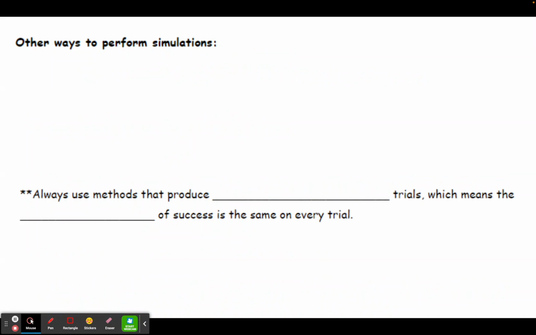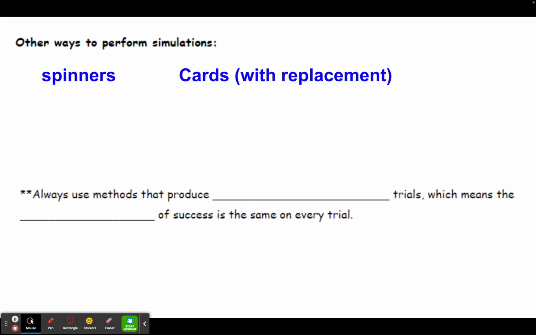Now, there are other ways to perform simulations. We can also use spinners. And there are lots of types of spinners. Probably the most common one is one that's divided into 4 sections, but you can also make spinners with 3 sections or 8 sections or 10. And you can change the angles in the spinners basically to be any probability that you want. We can use cards. And the key with using cards here is that you have to draw cards with replacement, which means you put the cards back every time. And you can use dice in some situations.